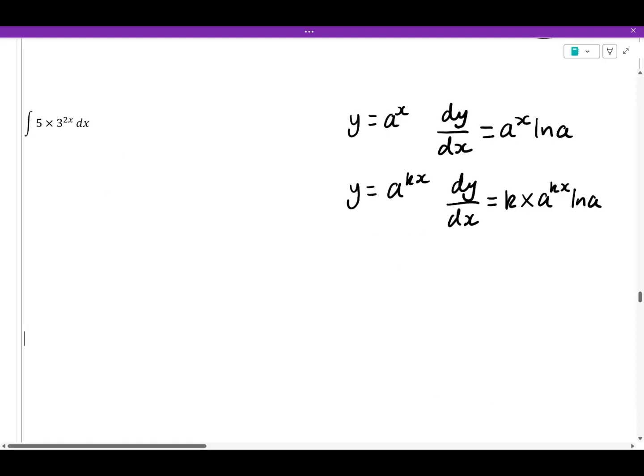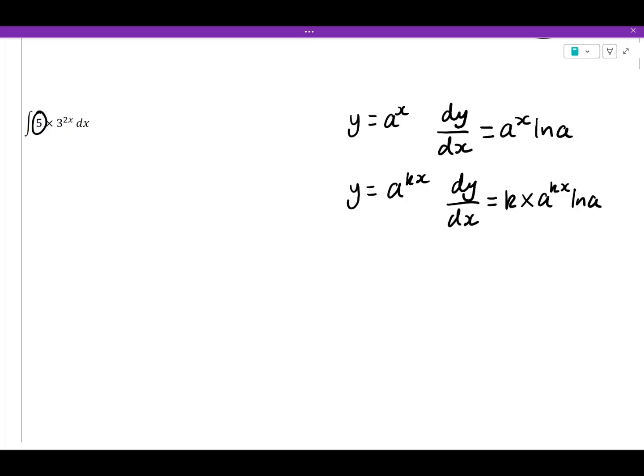So let's look at our next integral. This one's a bit more challenging. We've got our base as 3, so that's going to be a in my equations over on the right. However, our power now has a number other than 1 multiplying x. We've got 2 in there. But also we have a number multiplying our whole exponential term, which is the 5.